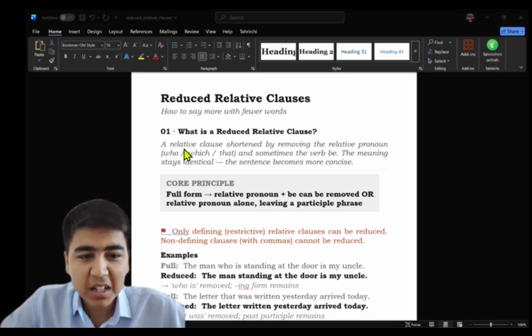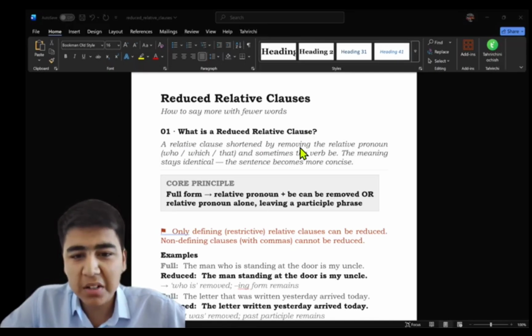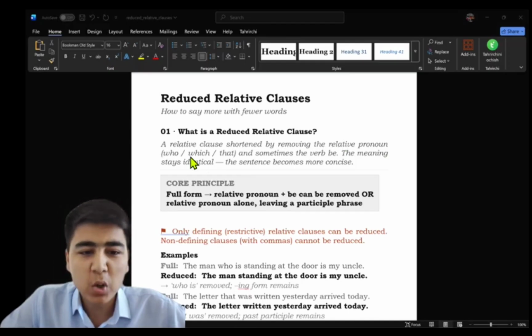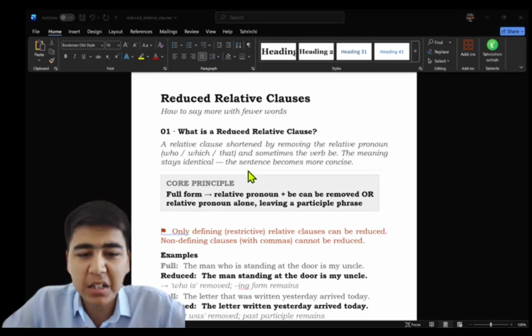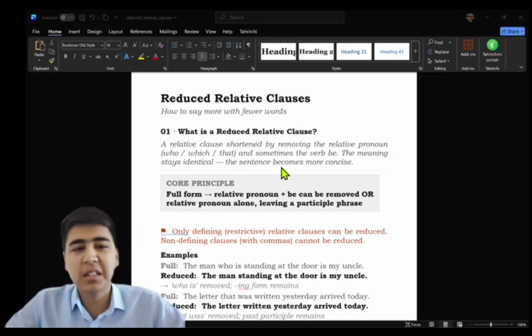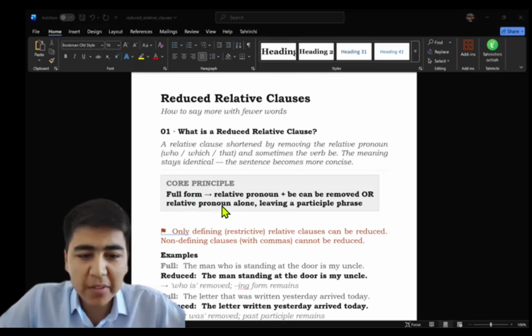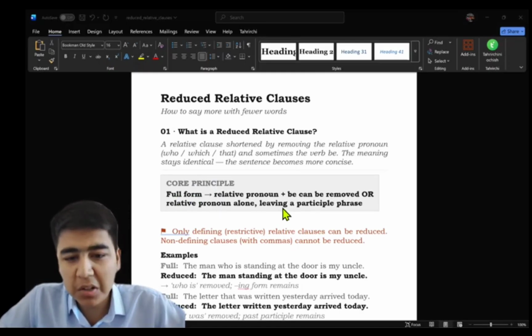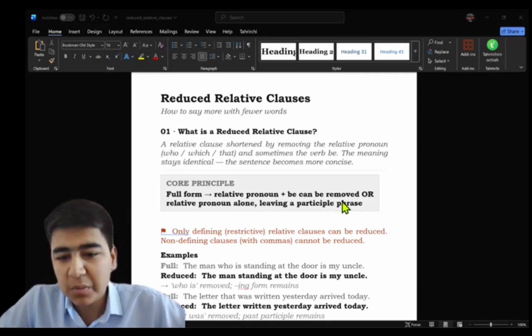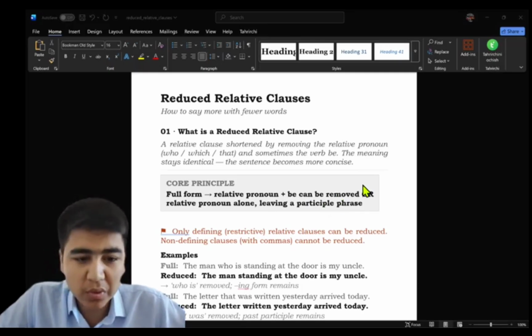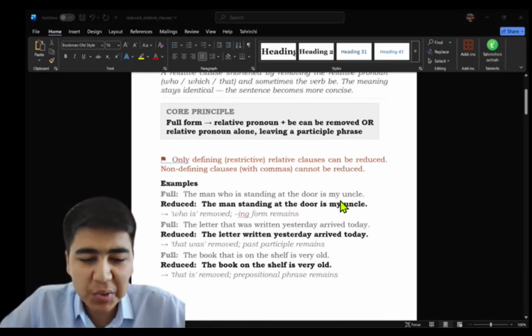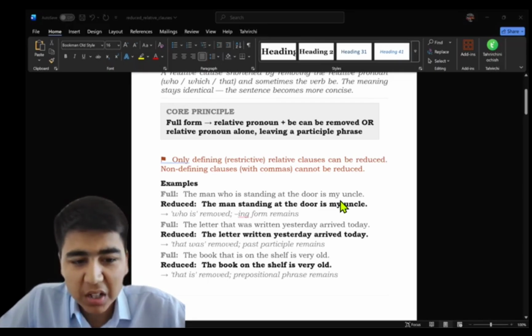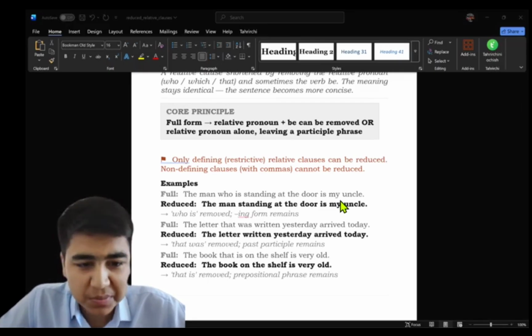It is kind of shortening by removing the relative pronoun who, which, that, and sometimes the verb to be. The meaning stays identical, but the sentence becomes more concise and meaningful. So we have a core principle here: full form, relative pronouns. To be can be removed, or relative pronouns alone, leaving a participle phrase. If you use this kind of structure, you are highly benefited.